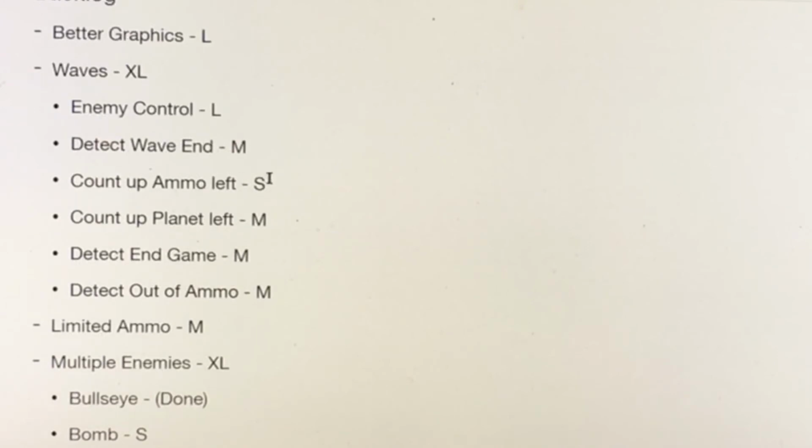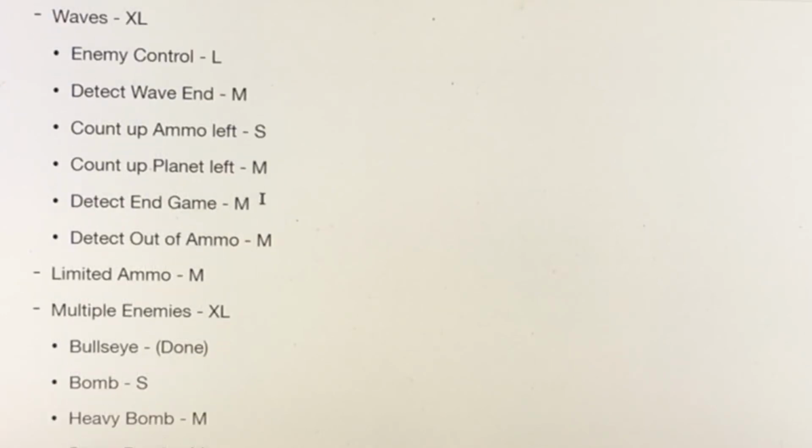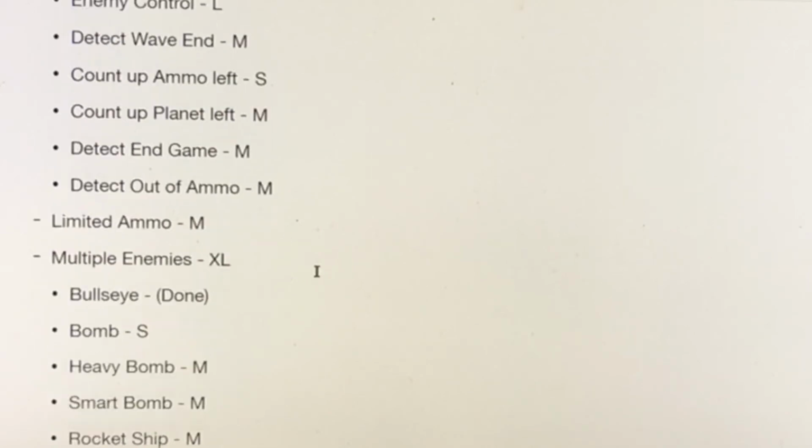This is for the bonus round, right? Count up how much ammo is left. Count up how much planet is left. Detecting the end game. That's something we've got to add when the core of the planet gets destroyed. And detecting out of ammo. So that's part of this detect wave end. Limited ammo. So that's putting in the ammo count, and counting it down when we fire our bullets.